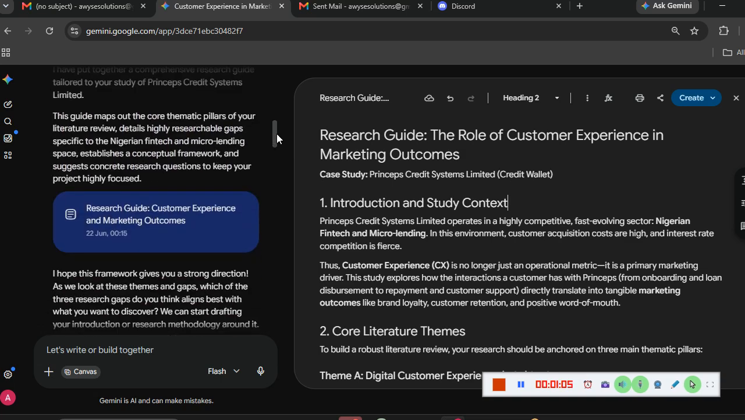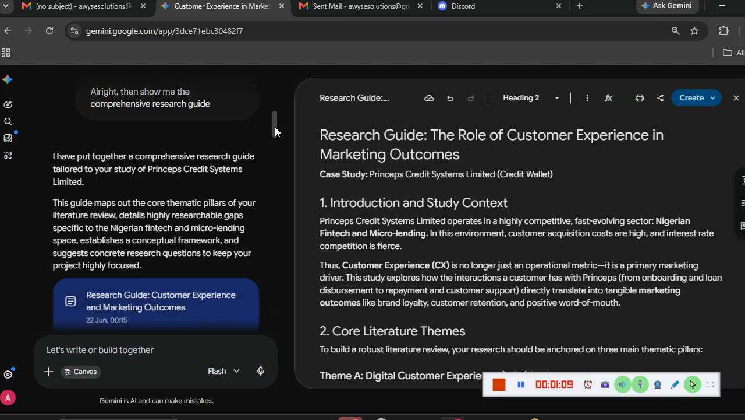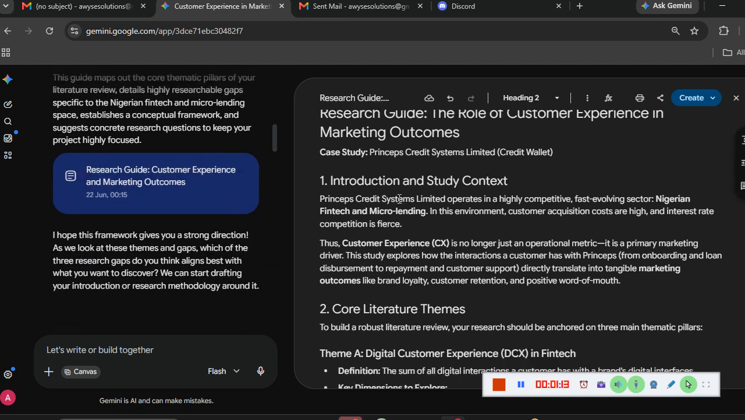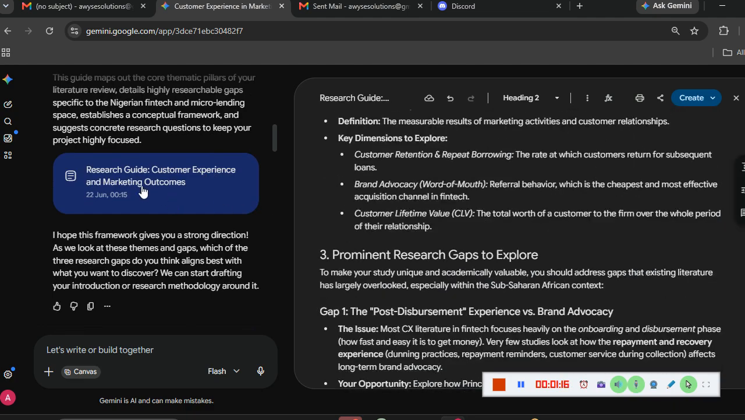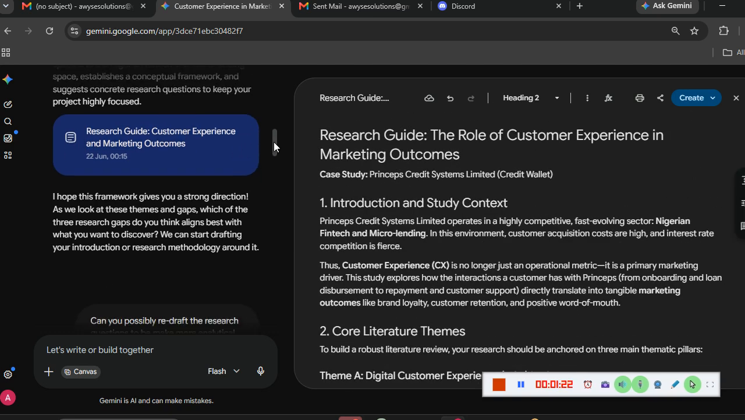It didn't show me. Then I said, okay, all right, show me the comprehensive research guide. And it says it has. Then it showed me the guide. Let me see if I can open it. Okay, so it showed me the guide. I look at the guide.